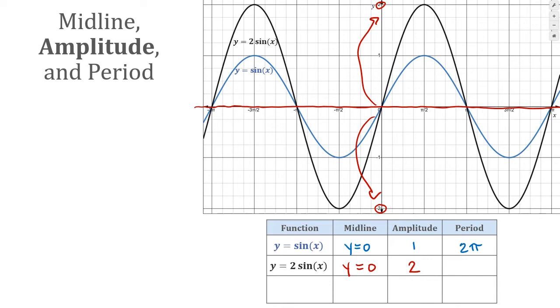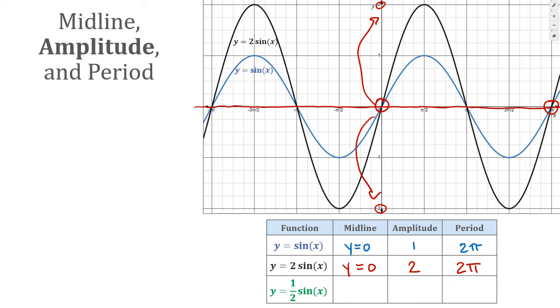Now, what about the period? Has the period changed? And the answer is no. If I start at 0, 0, I go up, I come down, and I see myself repeating at 2 pi. So that has not changed at all. Okay, let's try another one. How about y equals 1/2 times the sine of x?